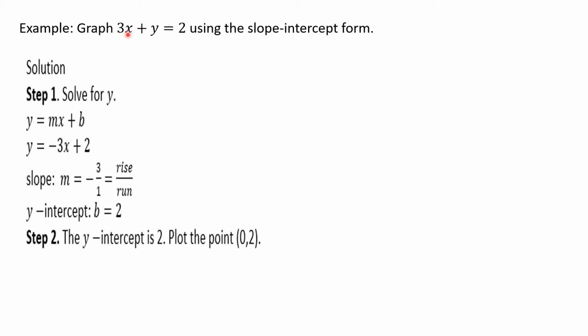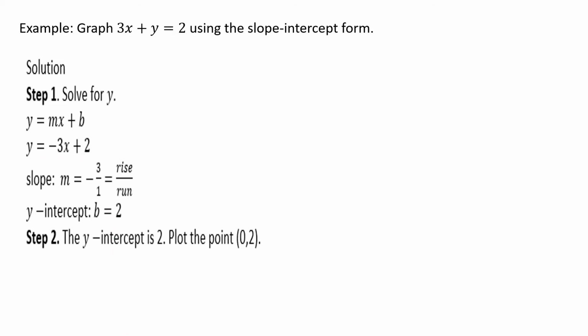Example, graph 3x plus y equals 2 using the slope-intercept form. So, for the solution is to convert this or to make this into a slope-intercept form. So, dapat sa left side, si y na lang bilhin. Paano tayo ma-remove si 3x? So, we subtract both sides of the equation by 3x. So, nag-minus ko di 3x sa left side, ma-minus man ko di 3x sa right side. So, we have now y equals -3x plus 2.